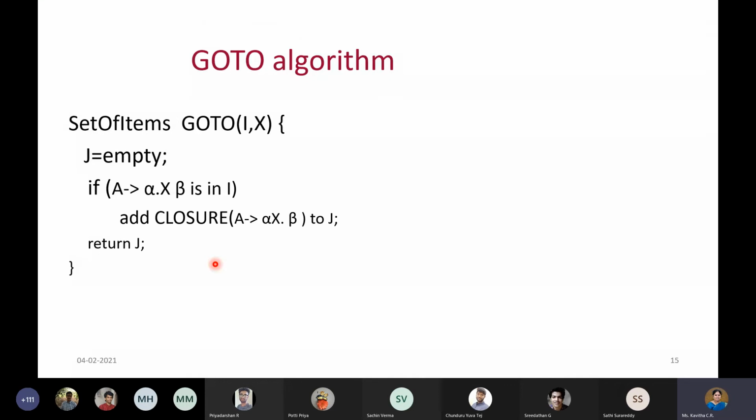Coming to the goto, what we are doing is, whenever we have something like this, A gives alpha dot X beta, the next symbol to be read is X. Whenever I take a transition to the next state, there also I need to find the closure. So after taking a transition from one state to the other, you are going to find the closure in that new state, after reading the symbol, say X. So that's what it means. This we have already taken care of in our construction of the DFA, but anyway, it is an algorithm.